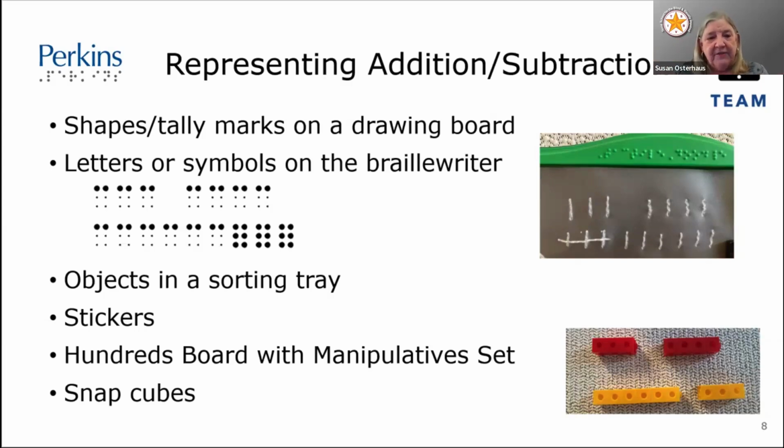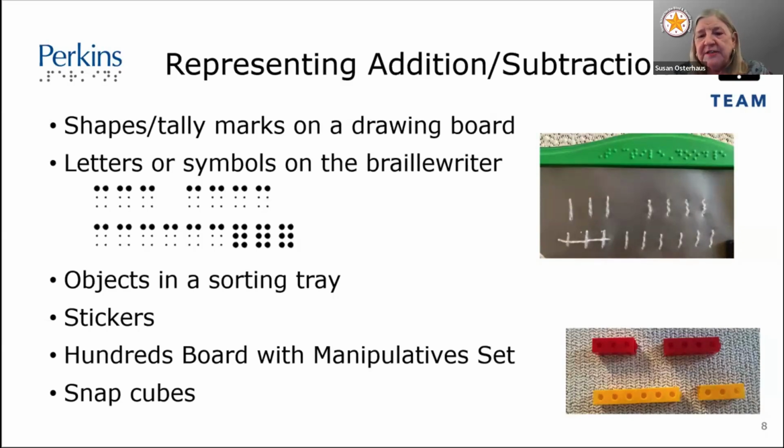What do I have all together? You can have objects in a sorting tray. APH has some wonderful ones. You can use any kind of stickers. You can use the hundreds board with manipulative set that I just showed you in the last slide. In this case, we also have snap cubes. You could use Unifix cubes. You can use Omnifix cubes. Anything that you have around that will be like that.